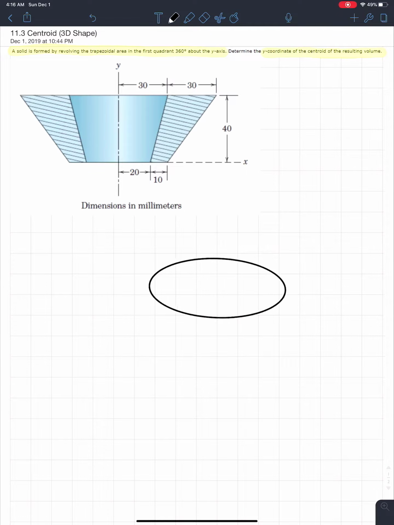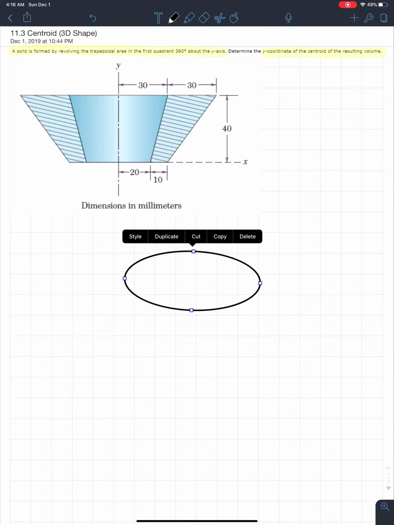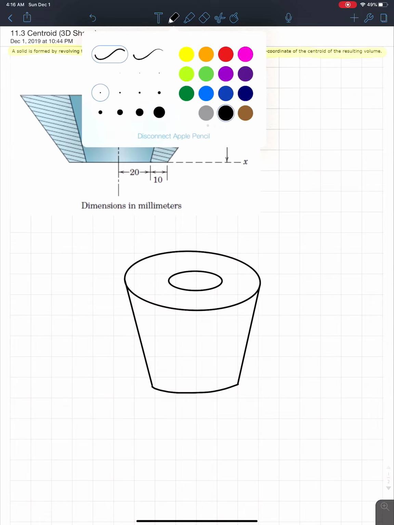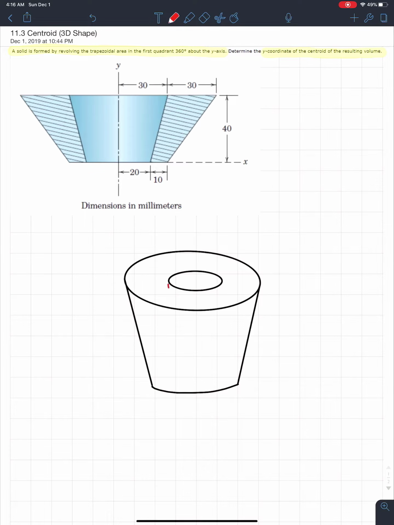So we have a circle or an oval, and then inside we have another oval. I'm not a good artist, but hopefully this will show you what we're dealing with. We're dealing with a shape like this. Inside of this shape, which I'll draw in red, there's a hollow core. And this hollow core is also at a different angle, so it's not straight down, it's at an angle as well. So this is the shape that we're dealing with.